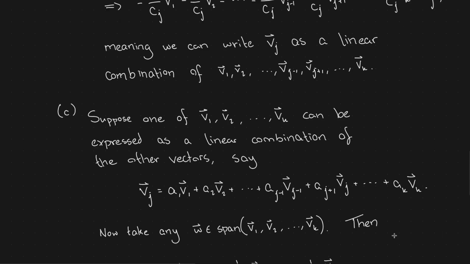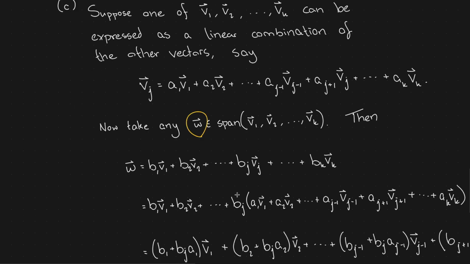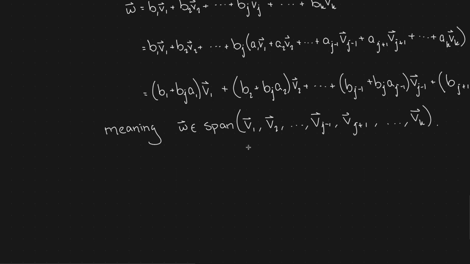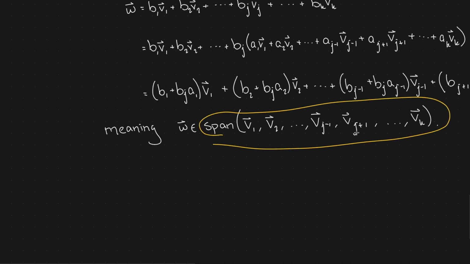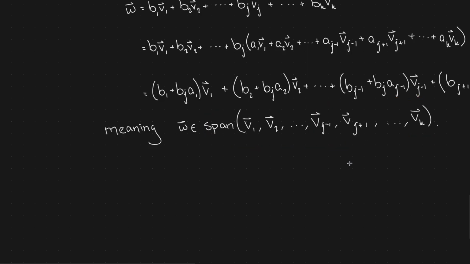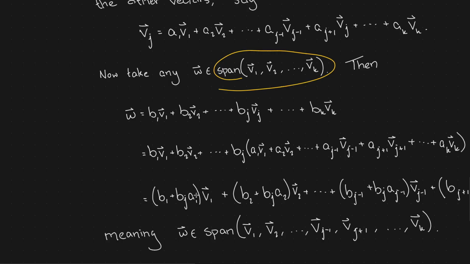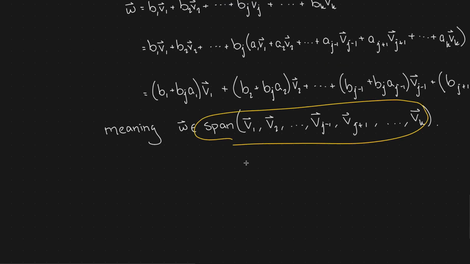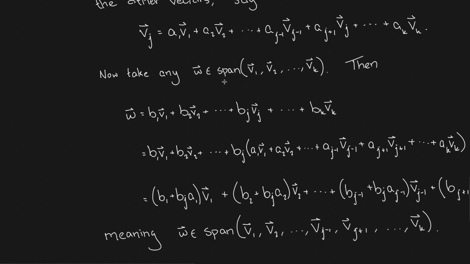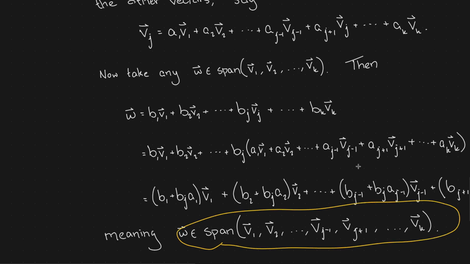Notice there was nothing special about vector w. The only thing we assumed about w is that it was in the original span, which includes vj. We proved that it's also in this other span once we take out vector vj. So that means this set is a subset of this set, because every vector w that we could choose in the first span would also be in this set. And that's what it means to be a subset.